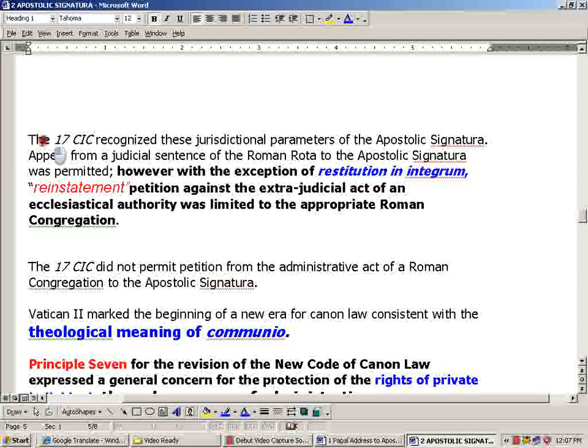This is the 1917, I think they're talking about Code of Canon Law here. Recognize judicial parameters of the Apostolic Signatura, appeal from judicial sentences to the Roman Rota to the Pax was permitted. However, with the exception of reinstatement, petitions against extrajudicial act of an ecclesiastic authority was limited to the appropriate Roman congregation. So anything other than reinstatement, under the 1917 Code of Canon Law, you had to go to the proper congregation.